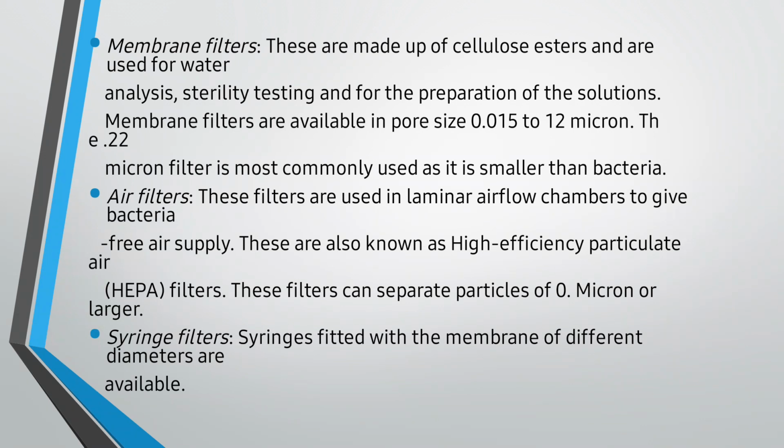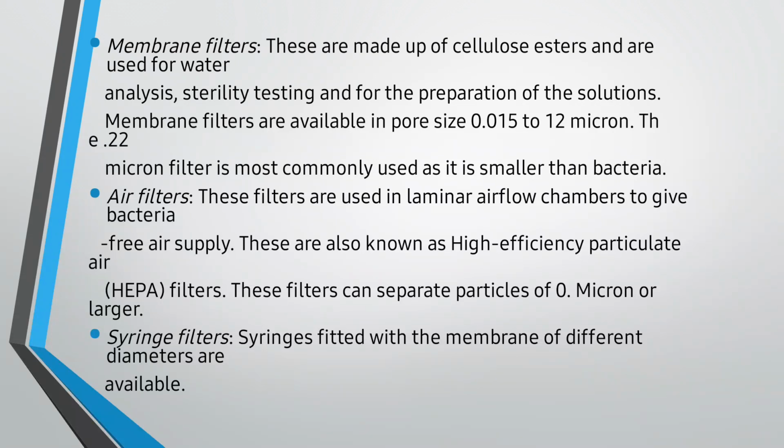Membrane filters. These are made up of many types. That is, many types of membrane filters are used. For example, we can say millipore membrane, asbestos membrane, cellulose esters, etc. These are made up of cellulose esters and are used for water analysis, sterility testing and for preparation of solution. Membrane filters are available in pore sizes from 0.015 to 12 micron. The micron filter is mostly used for particles smaller than bacteria.